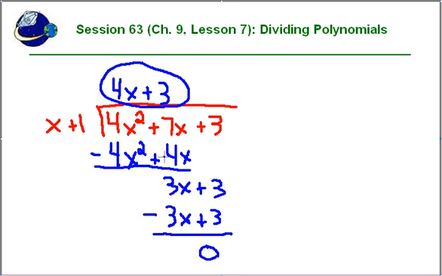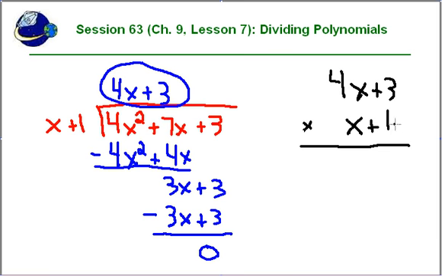And you could actually turn around and check your answer. And remember to check a division, a quotient, you want to take your answer, which is 4x plus 3, and multiply that by your divisor, which is x plus 1. And check to see if your answer is correct. 1 times 3 is 3, a positive 3. 1 times 4x is 4x. That takes care of our first row.